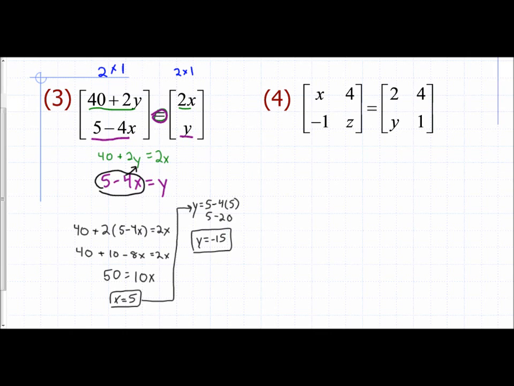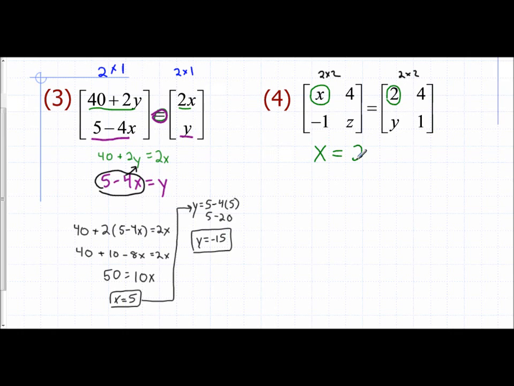This one may be a little bit easier because if you look, we can see, and I'll label it so we know how to set it up. I see 2 rows and 2 columns in the first matrix, so it's a 2 by 2 matrix. 2 rows and 2 columns in the second matrix. And so I can say they're equal because they have the same dimensions. And so what we're going to do is set, here's row 1, column 1, x. We're going to set it equal to row 1, column 1, which is 2.